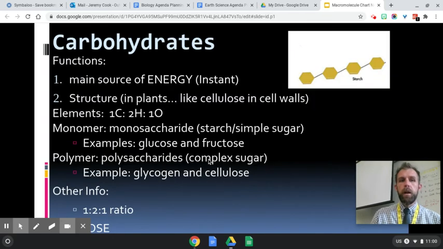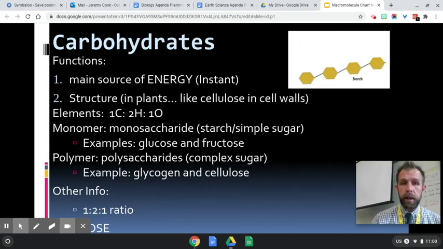All right, for each of these, I've listed the number of functions you have, so make sure you're paying attention to that. The elements and the monomers should kind of go in order, and then the other important information here. I know some of it will be kind of hidden, but I'll try to explain it all. So carbohydrates are essentially starches, and these are our sugars, and these are mainly our instant energy source.